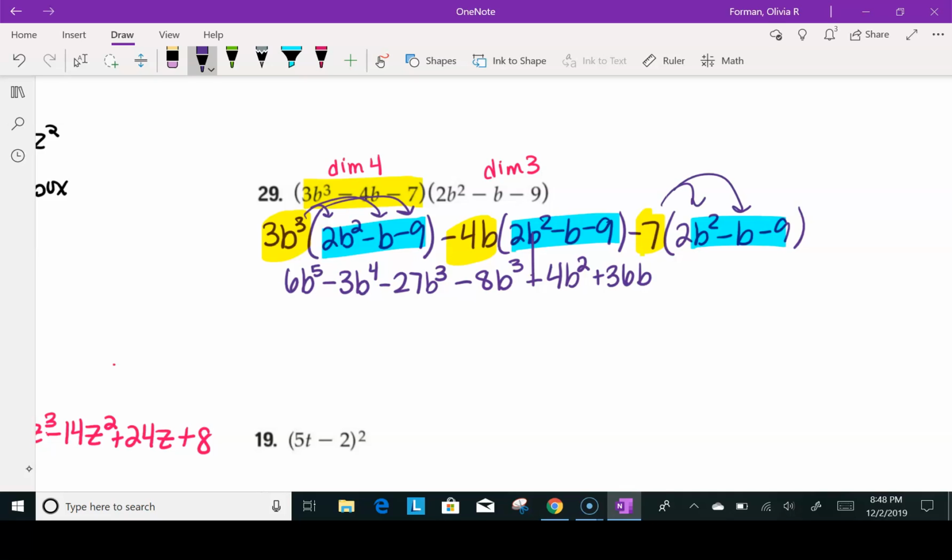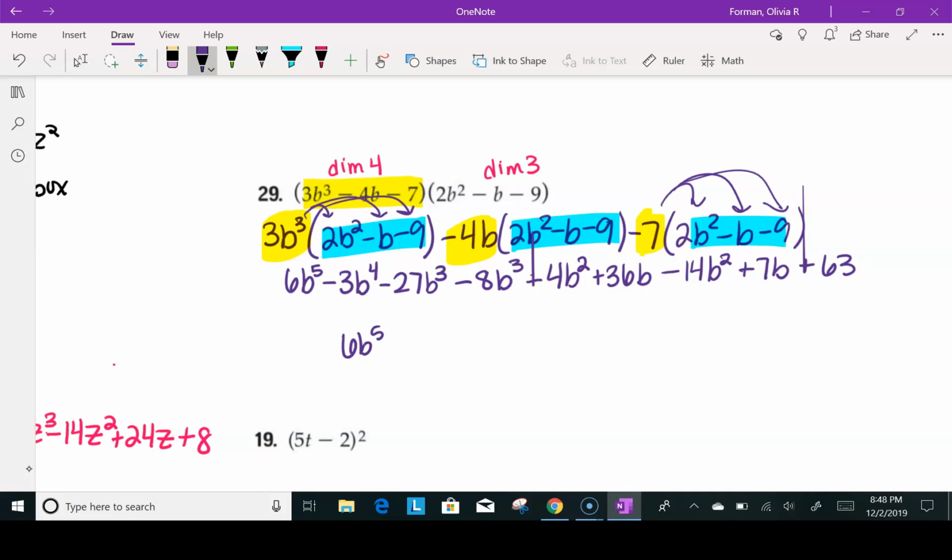And then that last one over here, negative 7 times 2 is negative 14, and then we have a b squared. We have a negative 7 times a negative b, which gives us a positive 7b, and we have a negative 7 times a negative 9, which is a positive 63. Okay? Now combine your like terms.